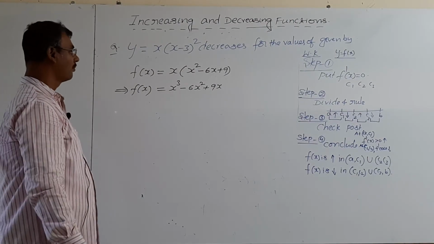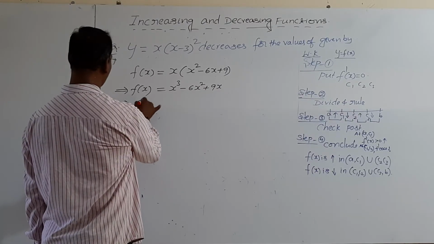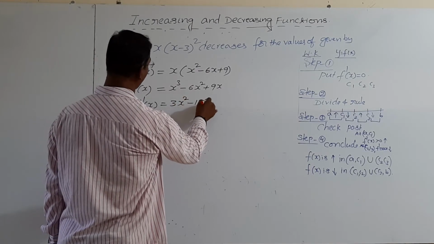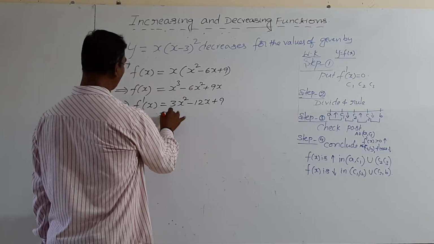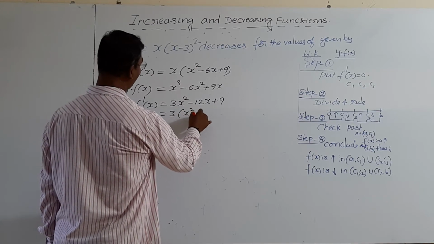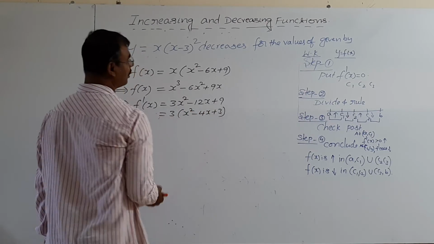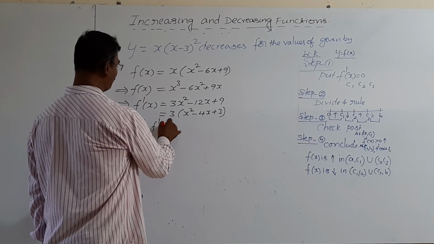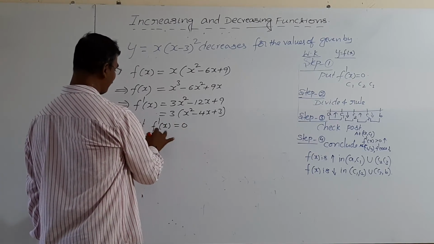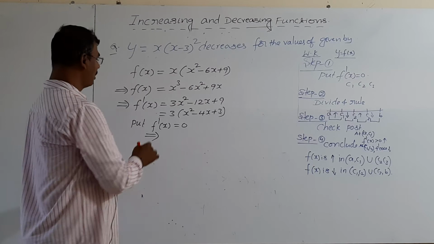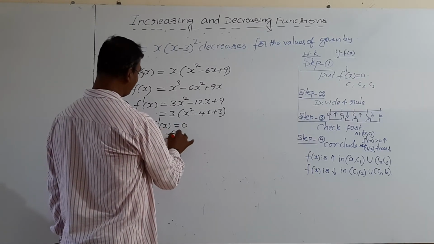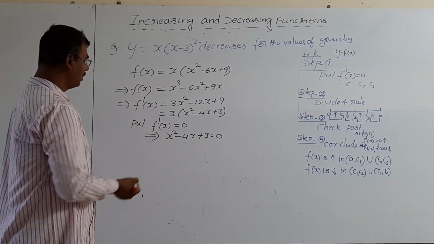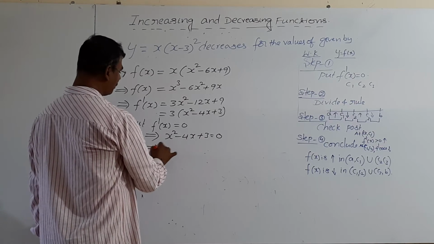I will show f dash of x here. That is equal to 3x square minus 12x plus 9. Taking 3 common, x square minus 4x plus 3. Next, put f dash of x equal to 0. Doing it fast is important; perfect practice is required here. So derivative equal to 0 means x square minus 4x plus 3 is equal to 0. It is a quadratic equation, so apply the factorization method.